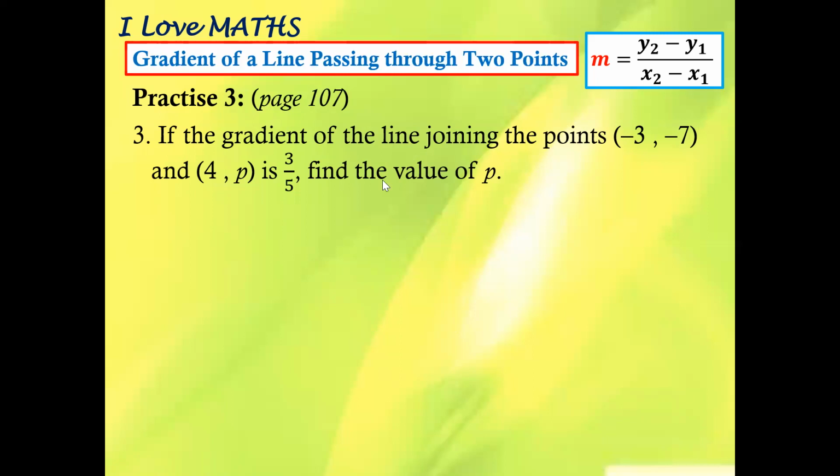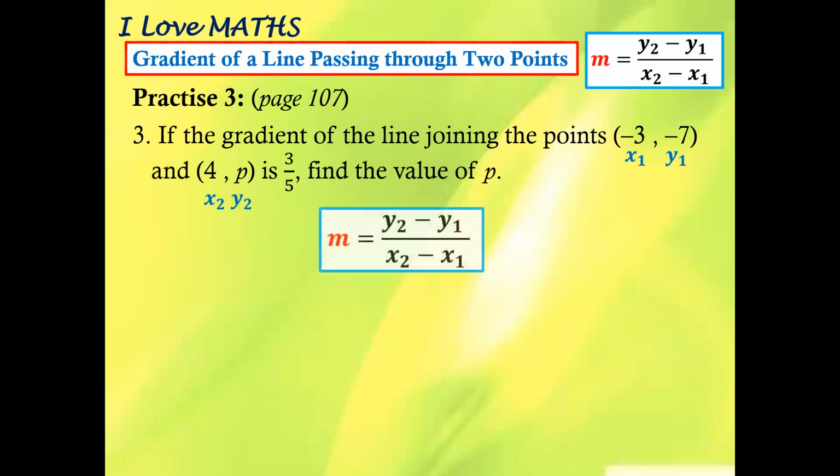All right, so let's say (-3, -7) is our x sub 1, y sub 1. (4, p) is our x sub 2, y sub 2, and 3/5 is the value of m. Since our formula is m equals y sub 2 minus y sub 1 all over x sub 2 minus x sub 1, substitute the values. That will be 3 over 5 equals p minus -7 all over 4 minus -3.